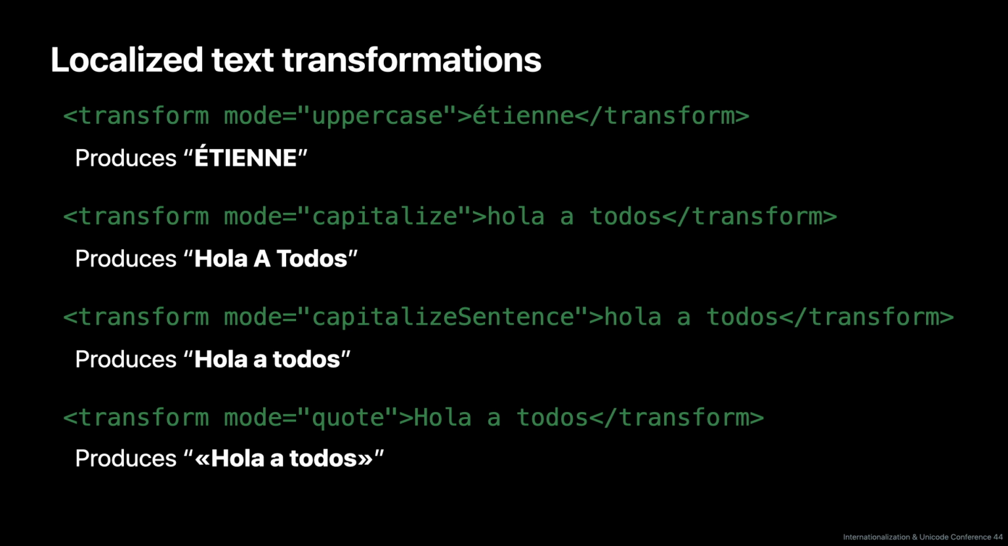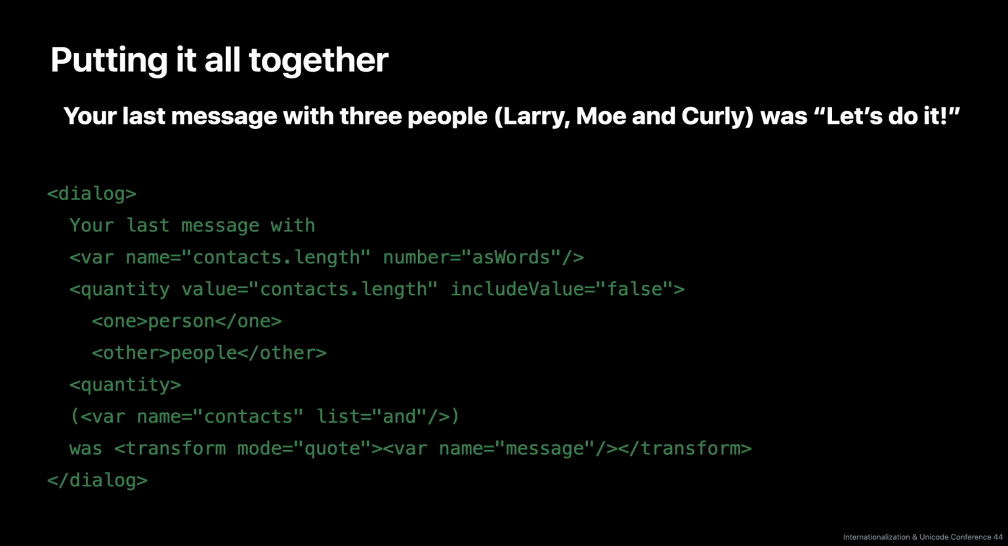So this way, translators don't have to write a lot of complicated conditions to figure out if a piece of text is at the start of a sentence, or provide alternative lines of dialogue just to change the casing of a single character. Another mode we support is to surround a piece of text with appropriate quote characters for the locale. And you can see an example of this where this produces the double angle brackets for Spanish dialogue.